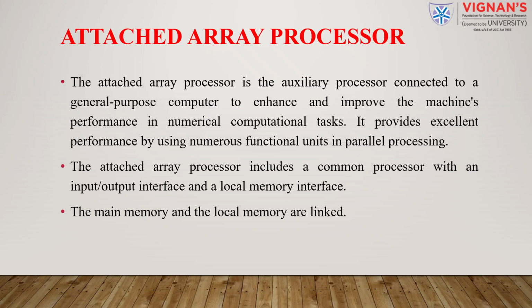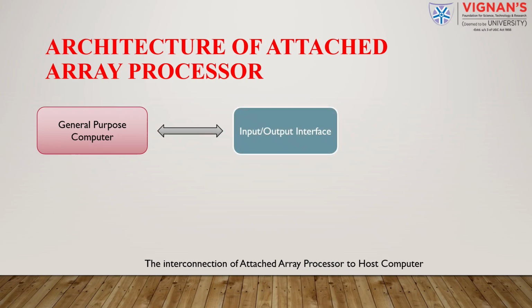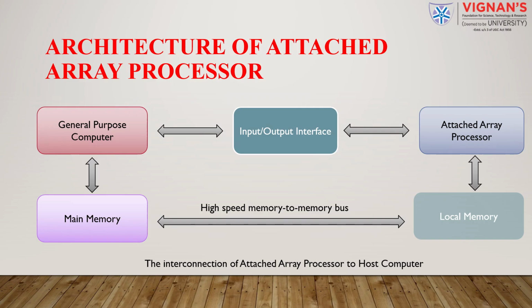Please focus on the diagram. On the left side, we have the general-purpose computer, which acts as the host. It communicates through an input-output interface. On the right side, we have the attached array processor. Notice the connection at the bottom. There is a high-speed memory-to-memory bus. This bus connects the main memory of the host computer directly to the local memory of the array processor.